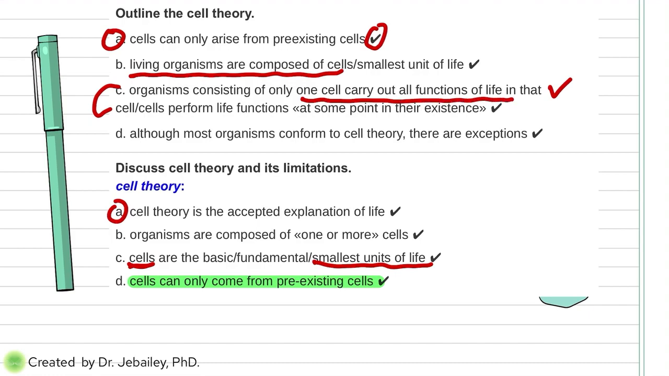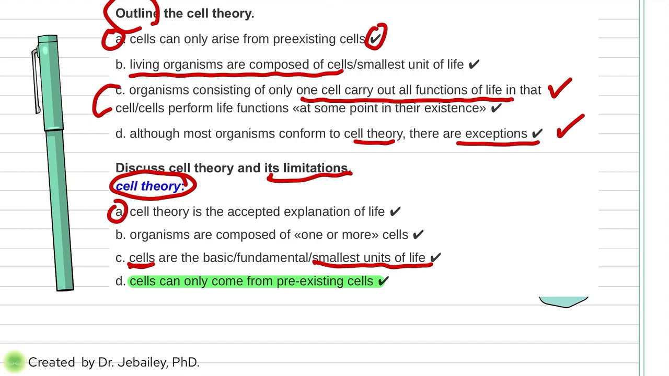And then here it says, although most organisms conform to cell theory, there are exceptions. So this already went straight to telling about the exceptions. Now, it's an outline. Because it's an outline, you just generalize the information. Just say that there are exceptions to cell theory. That is, if it is an outline. But if it's discuss, you'll see that it has its limitations. And here, at this point, I was just focusing on talking about the cell theory.